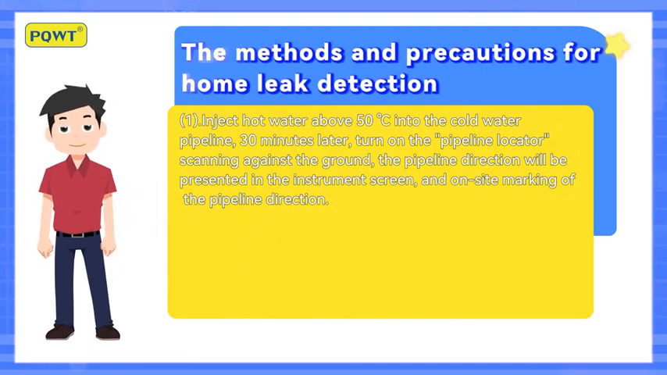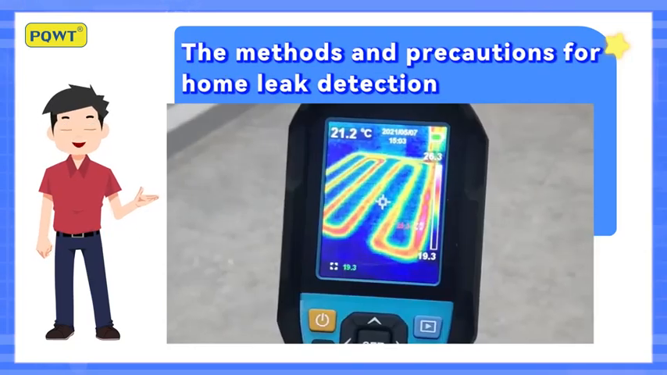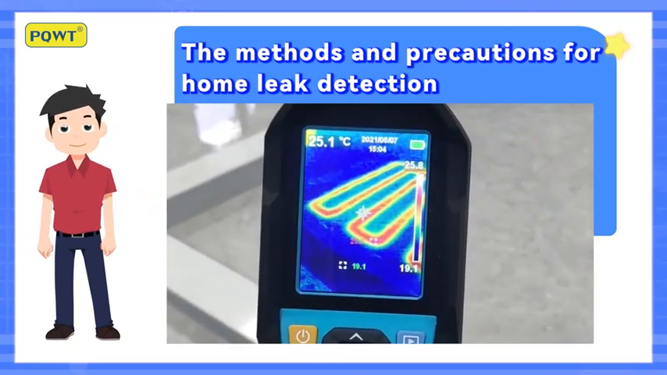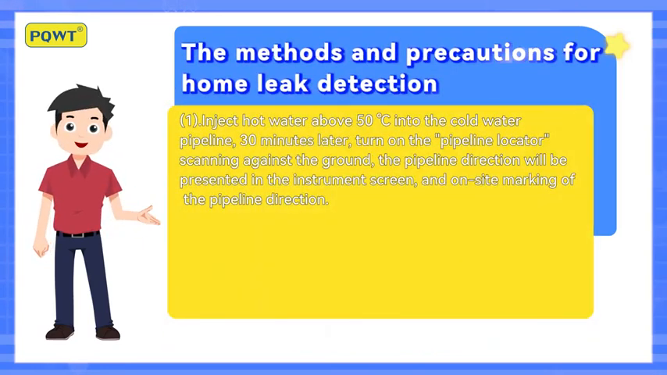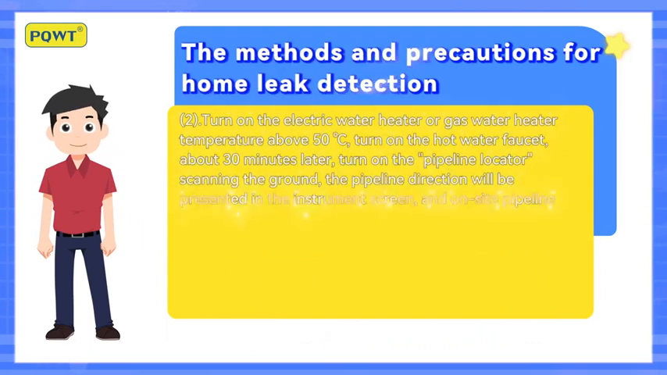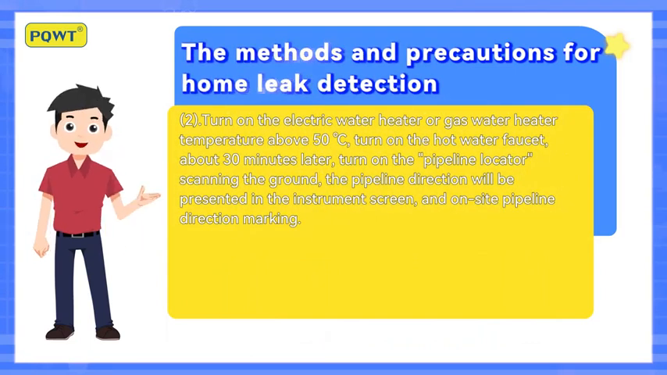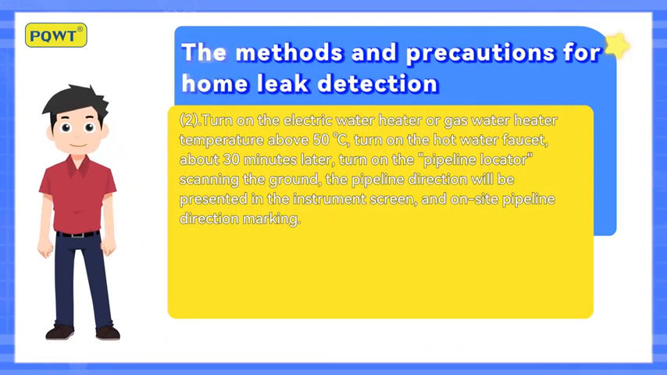30 minutes later, turn on the pipeline locator. Scanning against the ground, the pipeline direction will be presented on the instrument screen, and mark the pipeline direction on site. 2. Turn on the electric water heater or gas water heater at a temperature above 50 degrees centigrade. Turn on the hot water faucet. About 30 minutes later, turn on the pipeline locator. Scanning the ground, the pipeline direction will be presented on the instrument screen, and mark the pipeline direction on site.